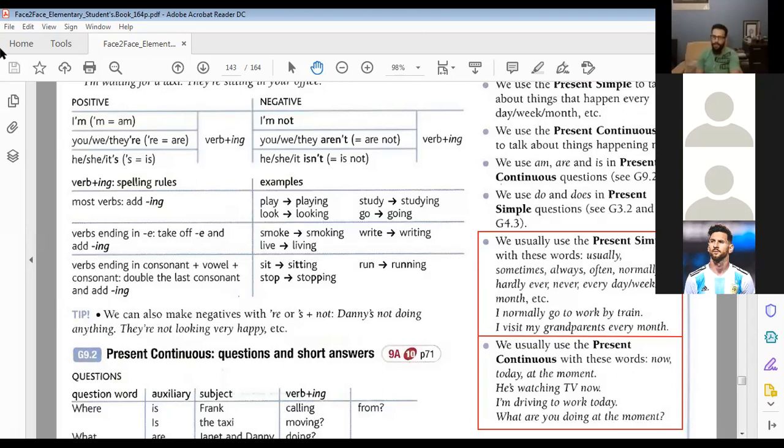Okay, that's nice, yes. Hannah, can you read the second box, the one about present continuous? We usually use the present continuous with these words: now, today, at the moment. He is watching TV now. I'm driving to work today. What are you doing at the moment? Okay, at the moment, yes.